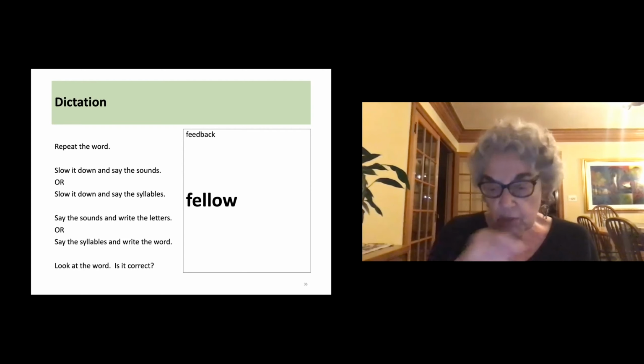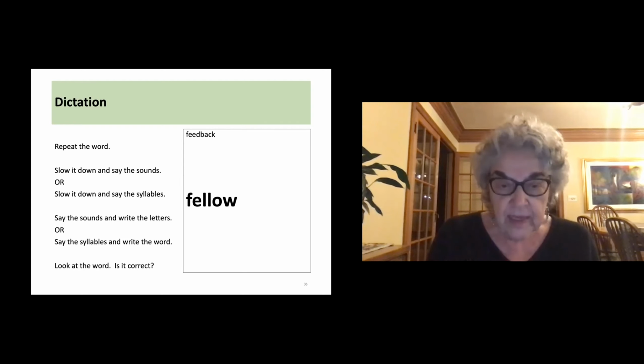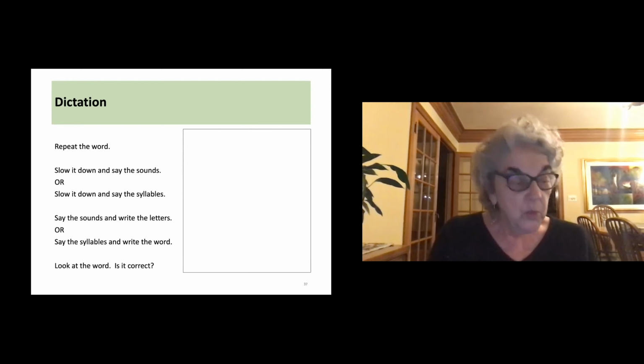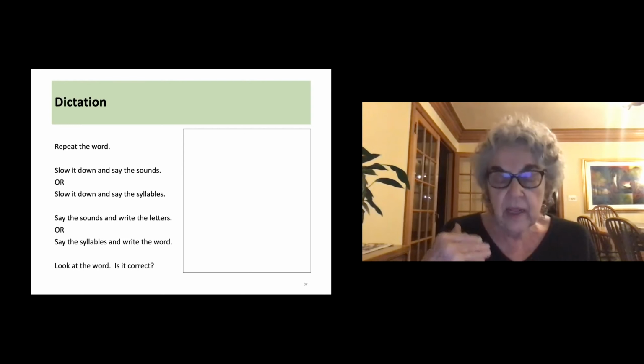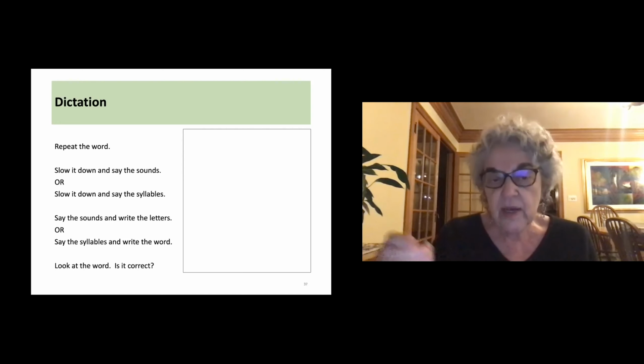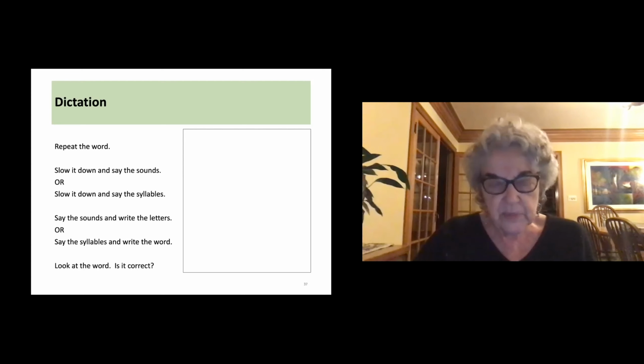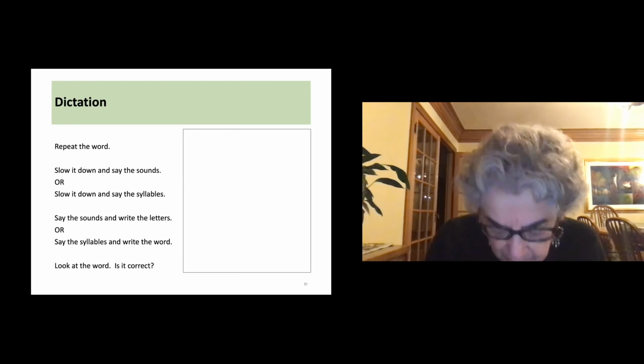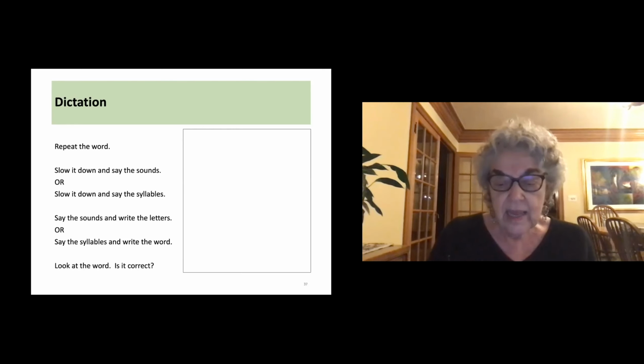So we continue with this same routine where we introduce a word and they repeat the word. If it's single syllable, we slow it down and have them say the sounds, then have them say the sounds as they write it, or say the oral syllables. If it's a multisyllabic word, have them slow it down and say those syllable parts as they write it, have them examine the word and ask if it's correct, and then give them the feedback.